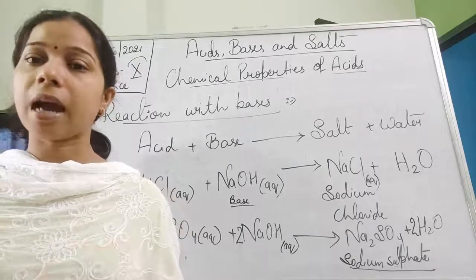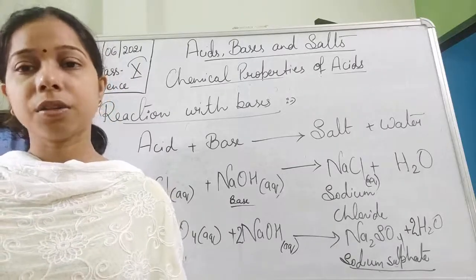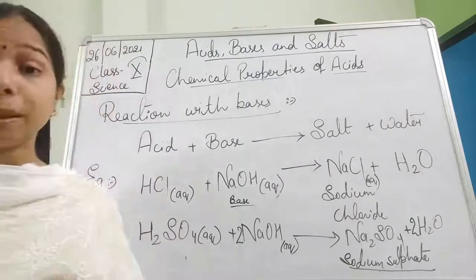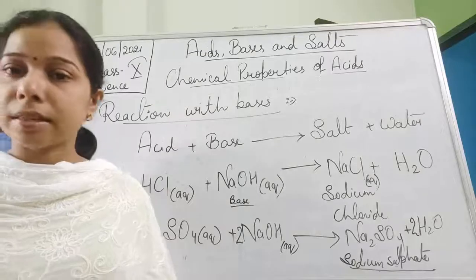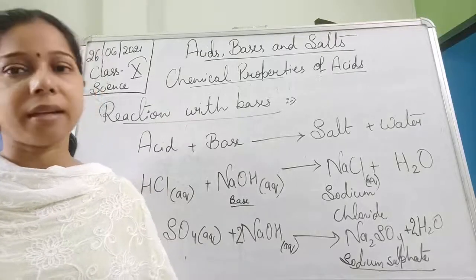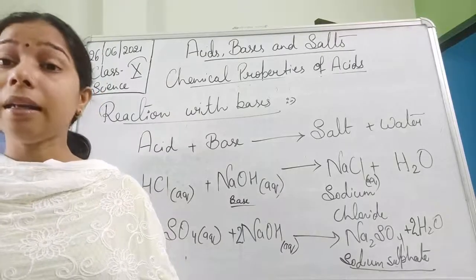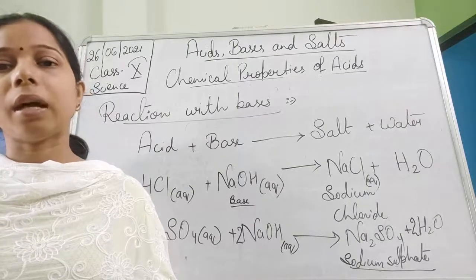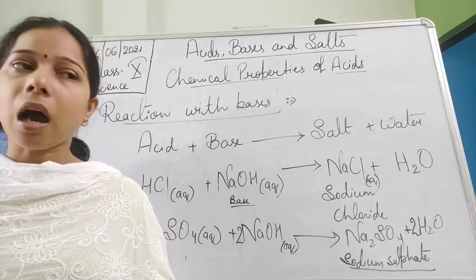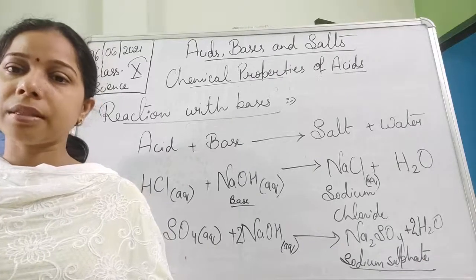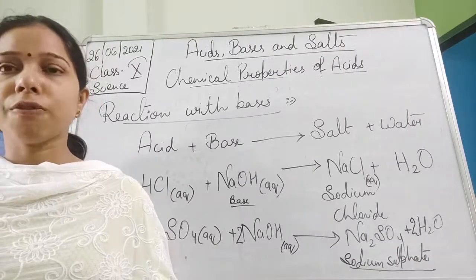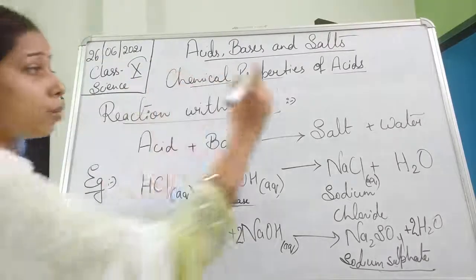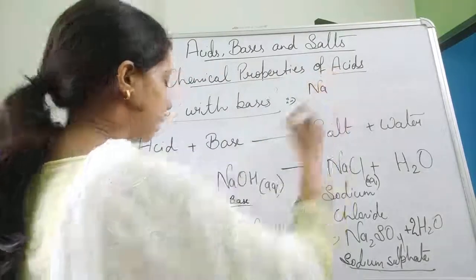Now we will continuously add acid to it, continuously stirring the solution consisting of sodium hydroxide and phenolphthalein, until it changes its color from pink to colorless. Why are we doing this, students? It is because, first of all, we have taken sodium hydroxide, and sodium hydroxide is pink in color.